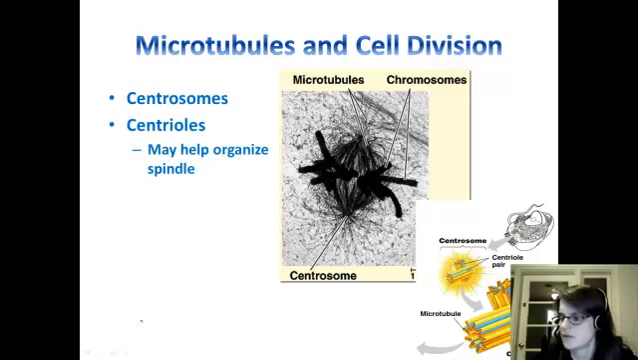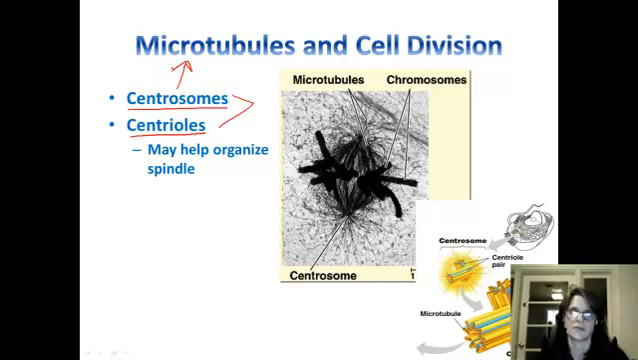You need to know these words because you may see them: centrosomes and centrioles. Both of these have to do with the microtubules that are going to move the chromosomes around. So what we see here in this diagram, the big dark things are the actual chromosomes, but these little fibers are the fibers that are going to pull the chromosomes and move them around.